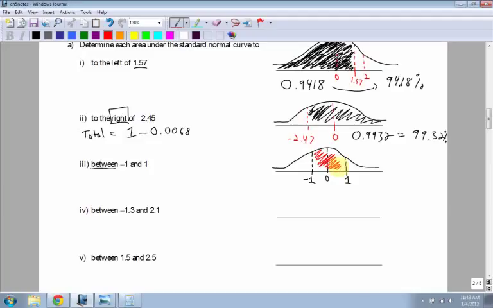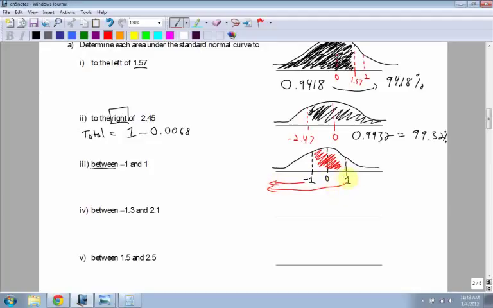The way to find that, again, the Z tables always give you the area to the right. If I take the area to the left of 1, you get all the area over there. If you take the area to the left of -1, you get all the area to the left of -1. I want just the area in between.